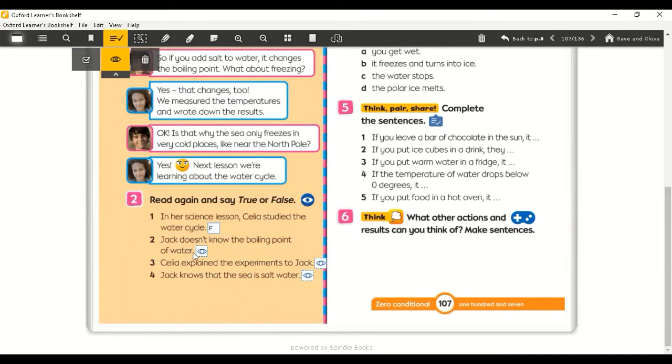Number 2, Jack doesn't know the boiling point of water. What do you think? Yes, it is false. And number 3, Celia explained the experiments to Jack. What do you think? Yes, true. And Jack knows that the sea is salt water. Is it true or false? Yeah, great. It is true.